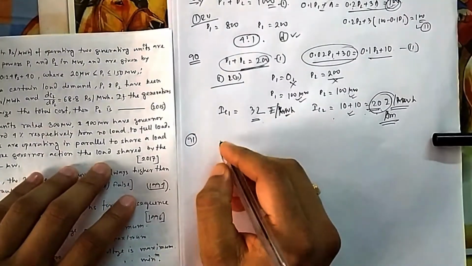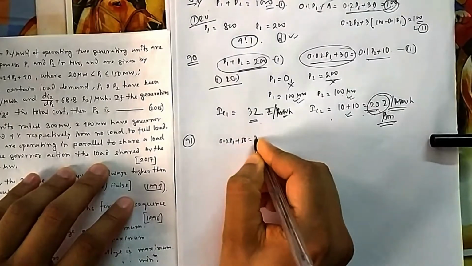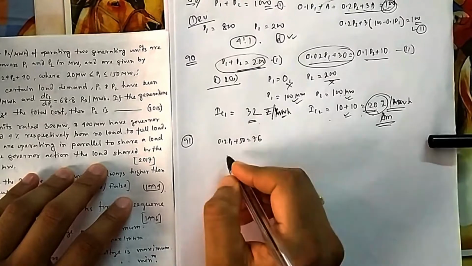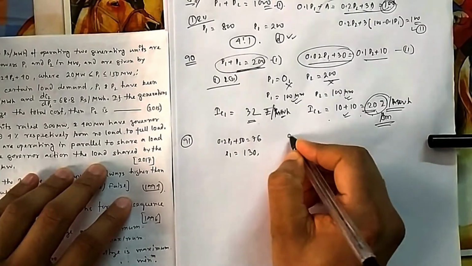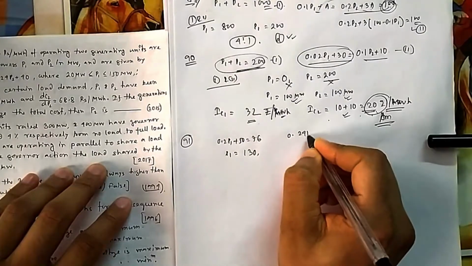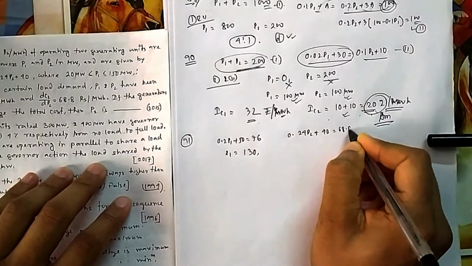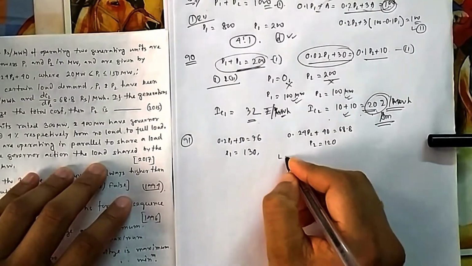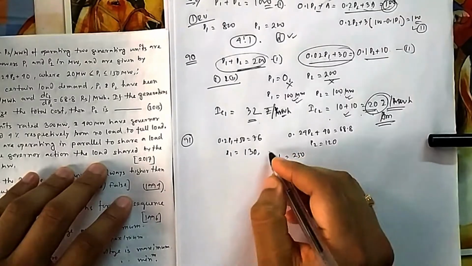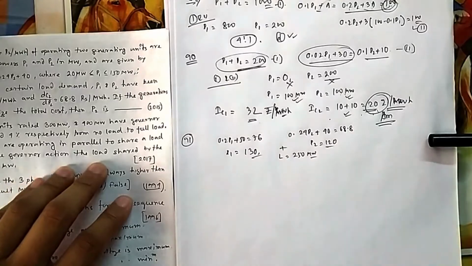So your IC1 was 76, that is 0.2 P1 plus 50 is equal to 76, which will give you P1 is equal to 130. And the second one, 0.24 P2 plus 40 is equal to 68.68, which will give you P2 is equal to 120. That means your total load was 250, that is 130 plus 120. So this much has to be rescheduled economically.